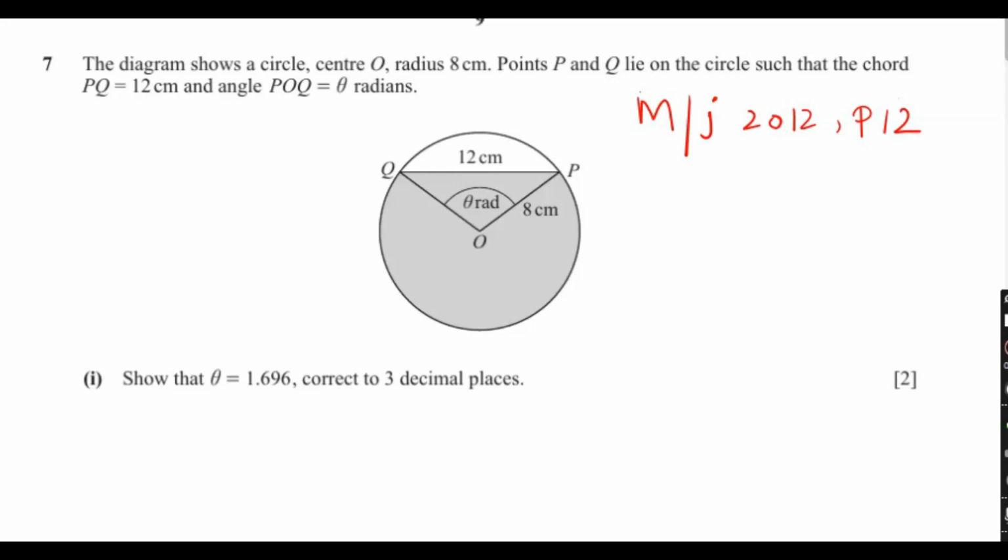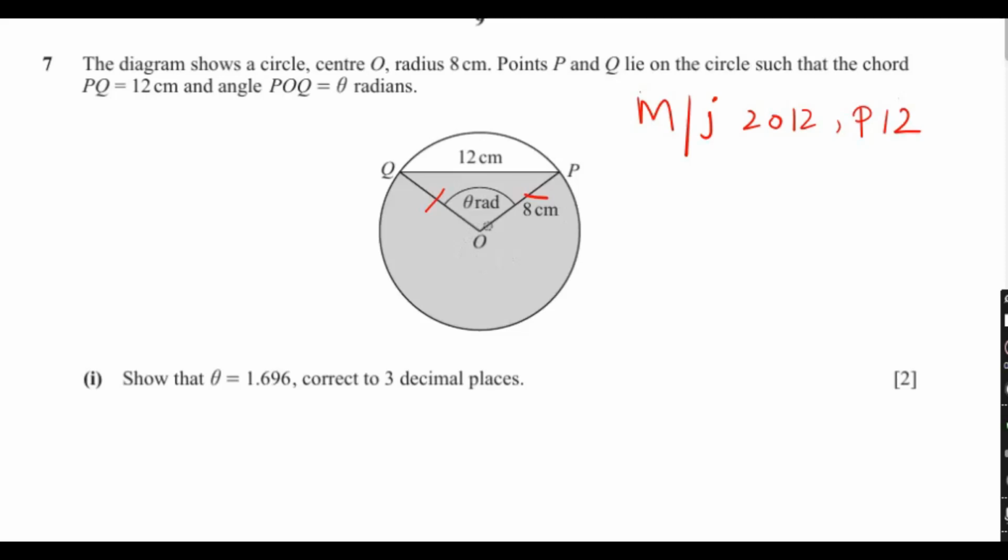Part number 1, show that theta is equal to 1.696 correct to 3 decimal places. So it is a very easy question. The triangle POQ is an isosceles triangle. Why? Because in a triangle the radii are the same.